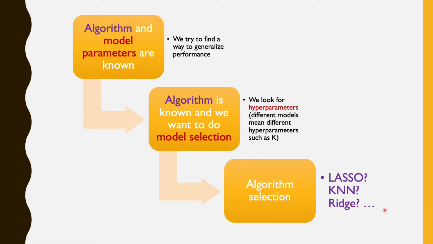Another thing for us is to do algorithm selection. So which one do you want to use: Lasso, KNN, Ridge? It is up to your data and your aim, and you may also want to choose one of the algorithms. For these three main aims, we will be looking for a systematic way to check them.